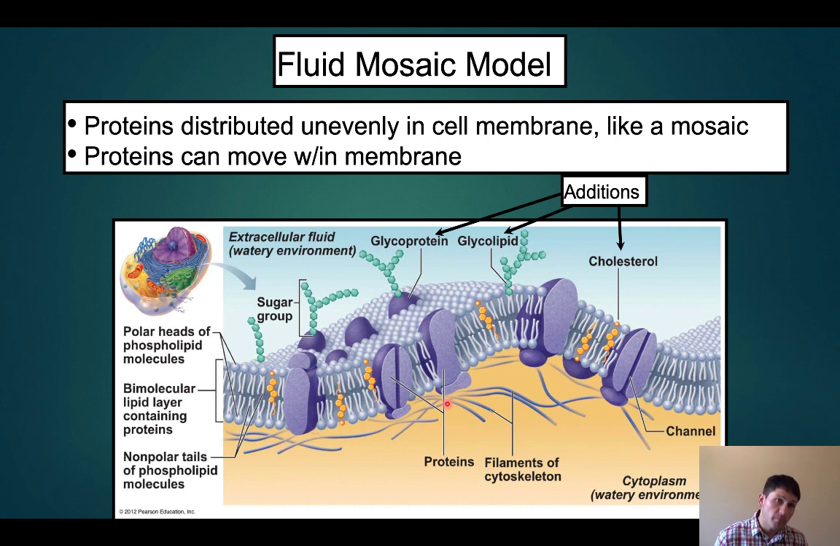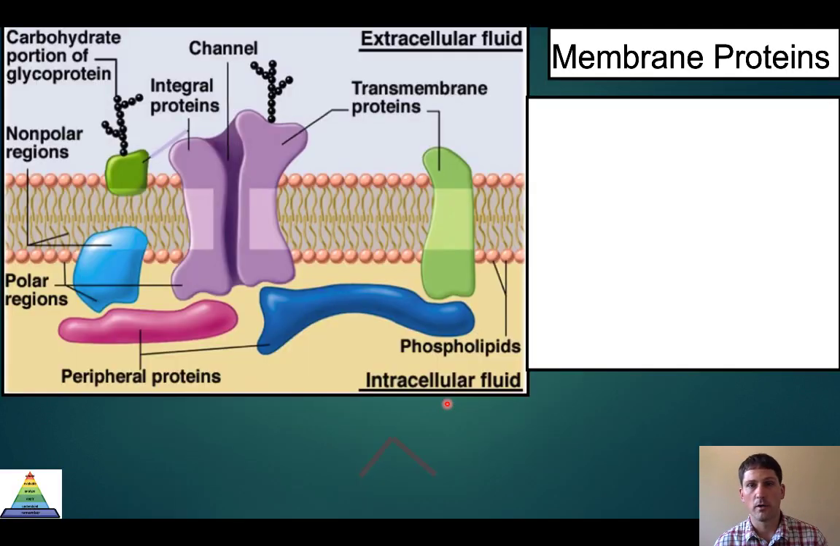But then those proteins are fluid. They can move within the membrane, okay? And so they're scattering around and spreading out. Even the phospholipids will actually migrate and spin and move within this plasma membrane, okay? And so this is where this fluid mosaic model comes from.